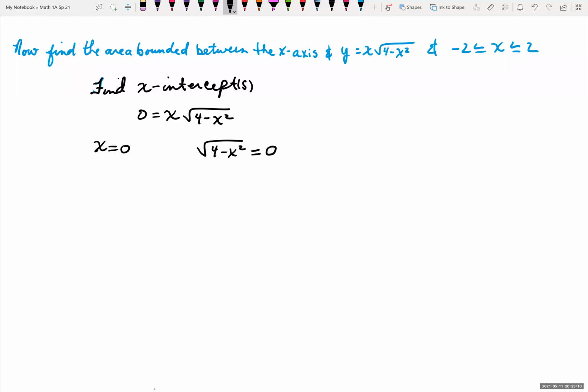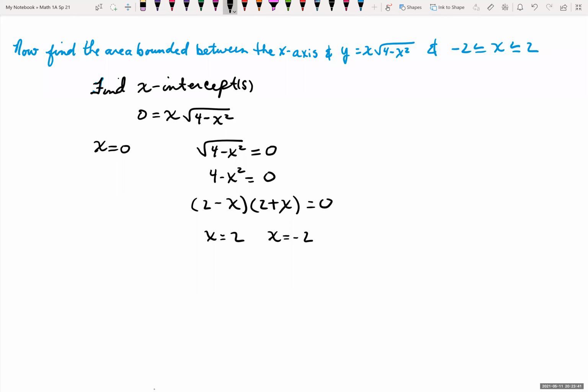I can't just take the square root of both of those terms because of the subtraction in between. If that was a single term, we could do that. But I can square both sides. So I get 4 minus x squared equals 0. And this is a difference of squares, so I can factor this: 2 minus x, 2 plus x equals 0. And 2 minus x is 0 when x is 2, and 2 plus x is 0 when x is negative 2.